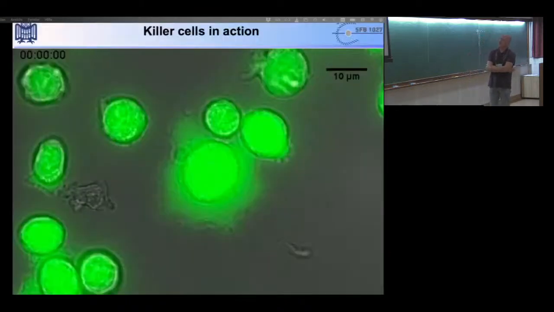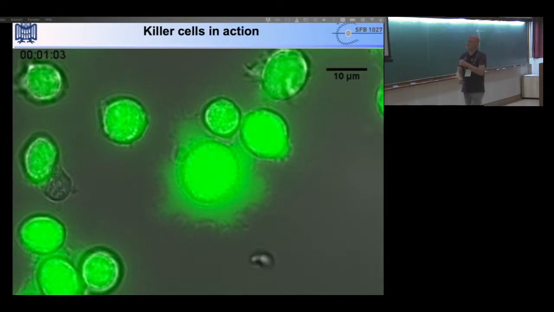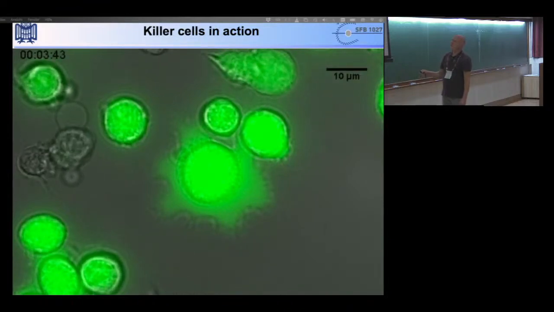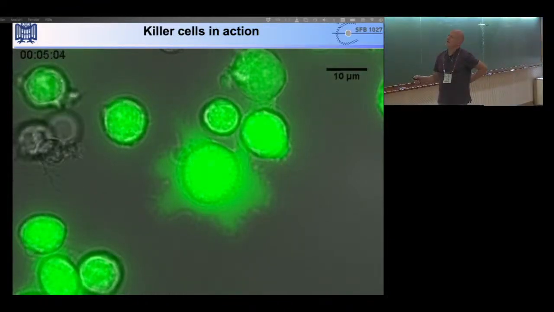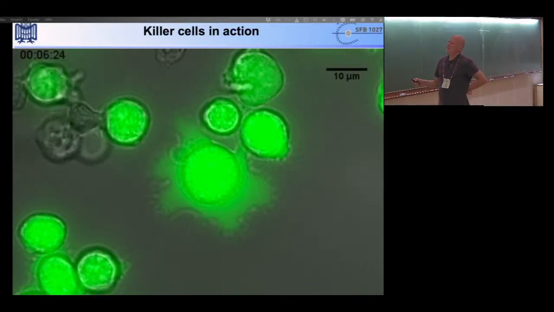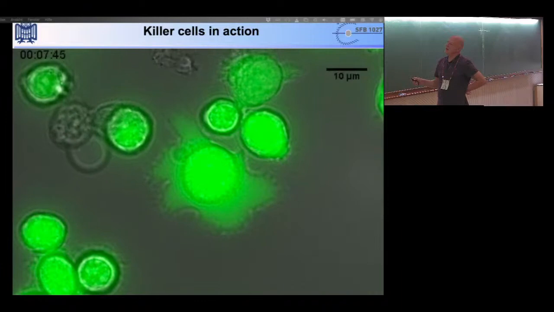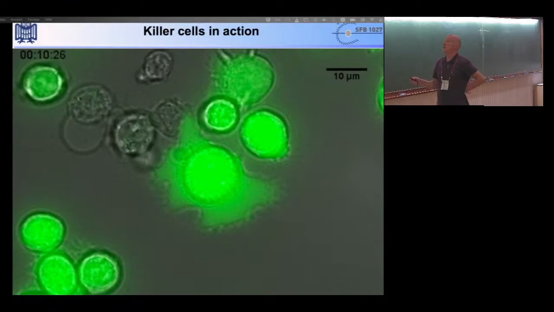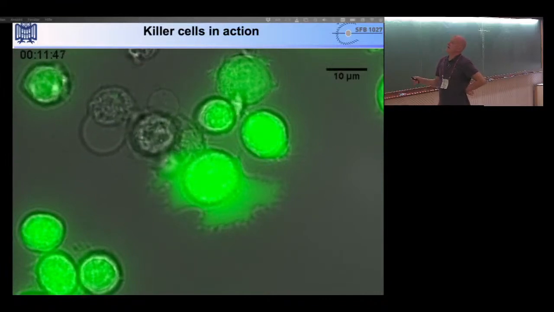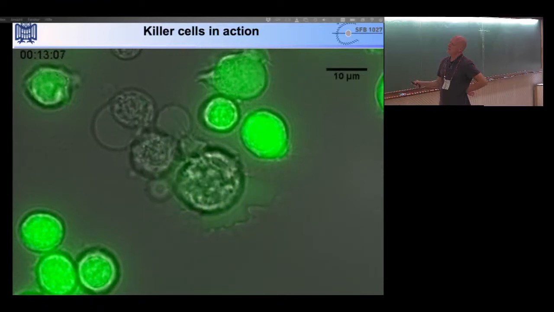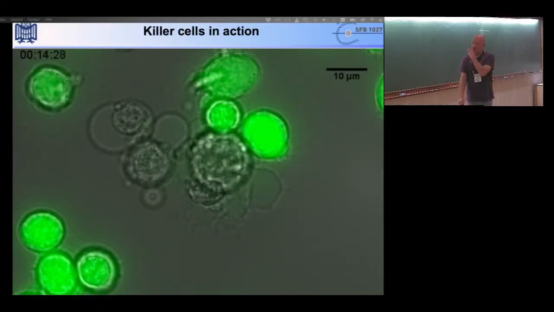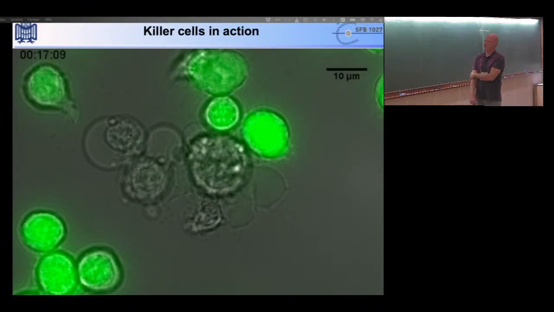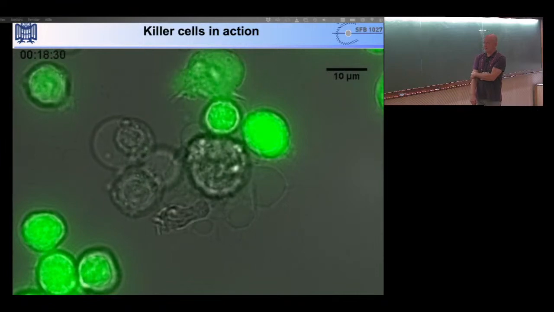So what you see here are killer cells in action. The killer cells are actually the ones which are not colored. They search for targets which are greenly labeled, and then they migrate through the environment, attach to them, form a synapse, what is called the immunological synapse, and then kill them. That the targets are killed, you see, there is a sort of an apoptosis marker. Essentially, it gets colorless as soon as the cell is dead.